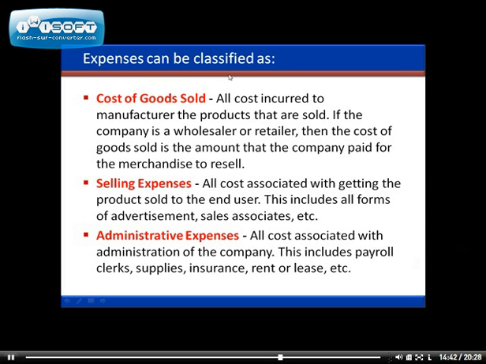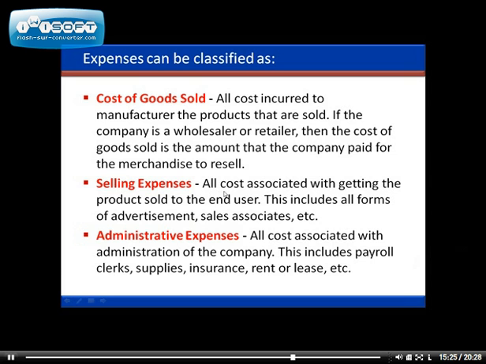Cost of goods sold. Expenses can be classified in basically three different categories: cost of goods sold, selling expenses, and administrative expenses. Cost of goods sold is basically all costs incurred to manufacture the products that are sold. If the company is a wholesaler or a retailer, then the cost of goods sold is the amount that the company paid for the merchandise to resell. That would be classified as cost of goods sold in that respect.